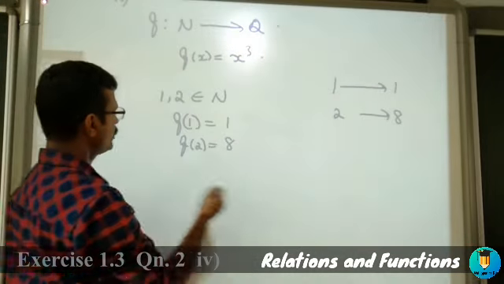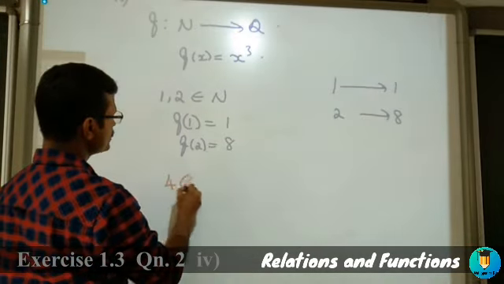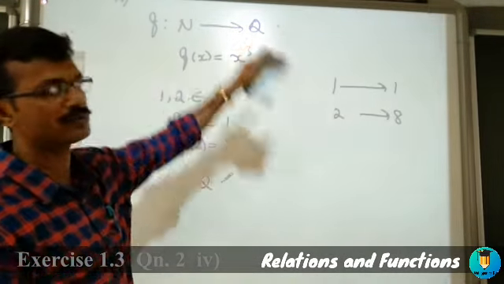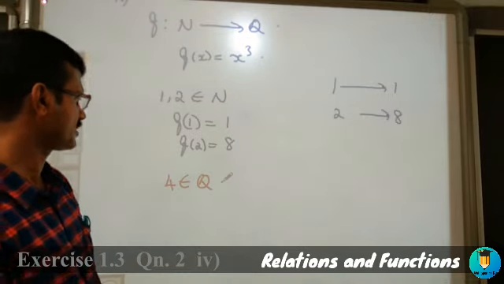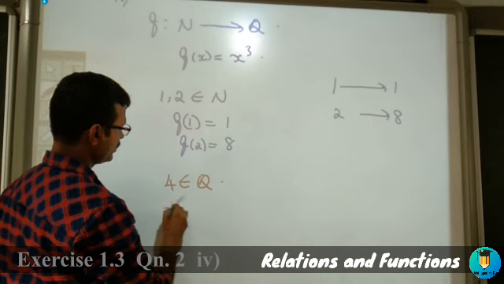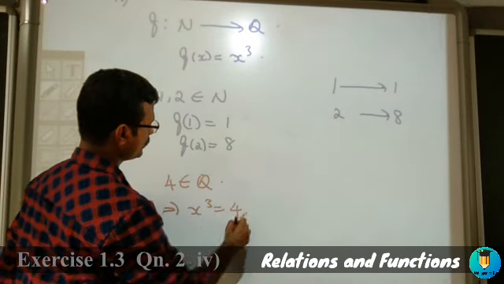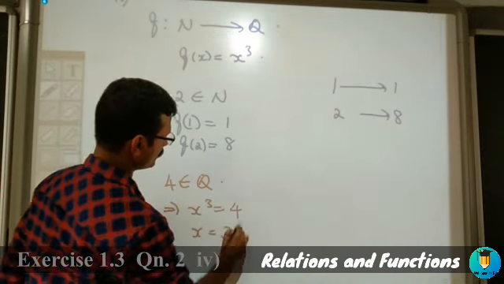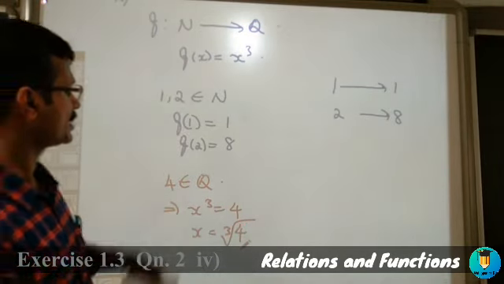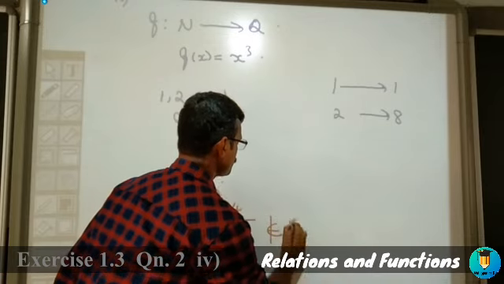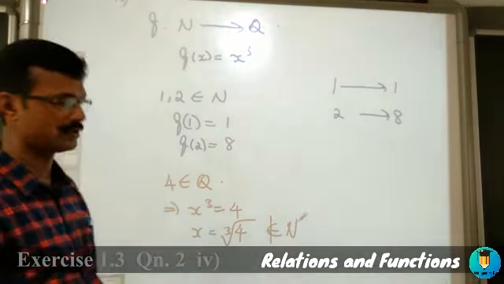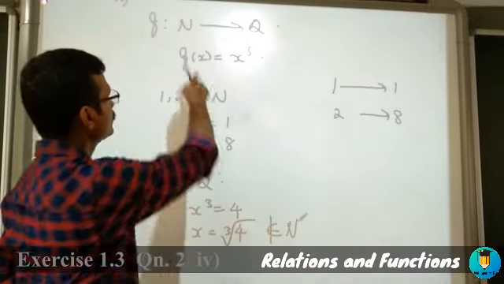We know 4 is a rational number. 4 belongs to the rational numbers, that is, to its codomain. I have taken one element, 4. Now this implies x cube is equal to 4, so x is equal to the cube root of 4. We know the cube root of 4 is not a natural number. We need a natural number.